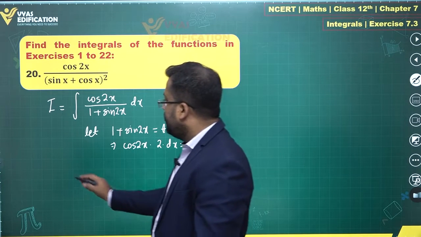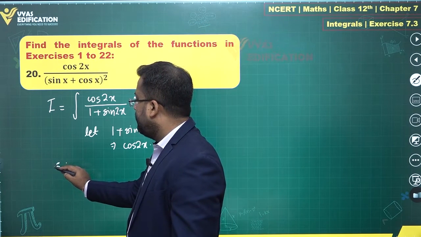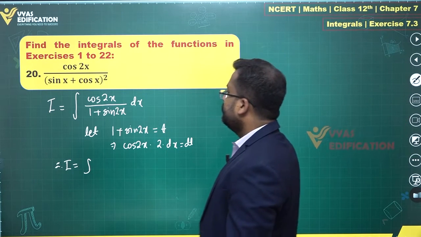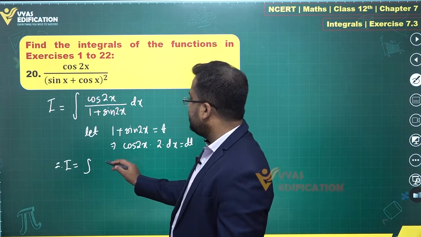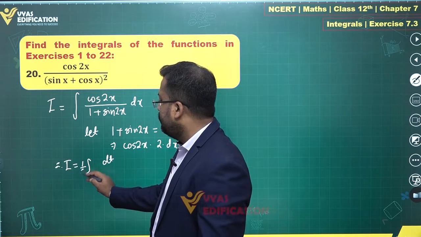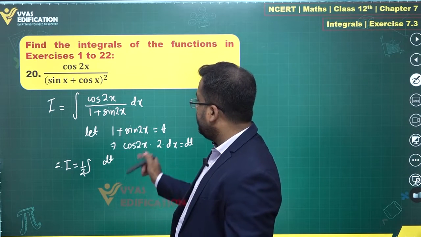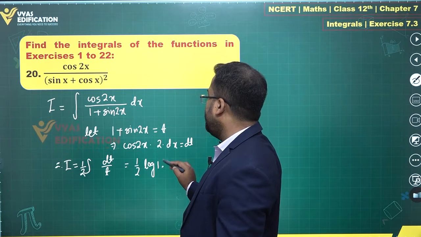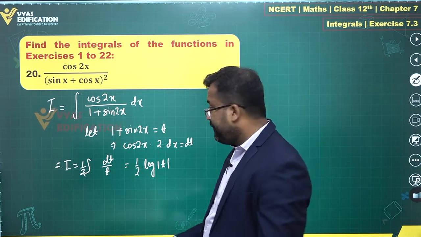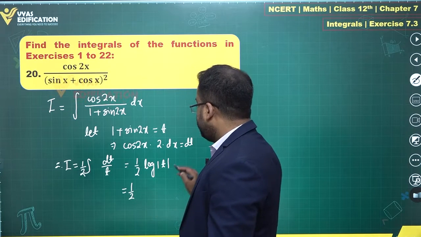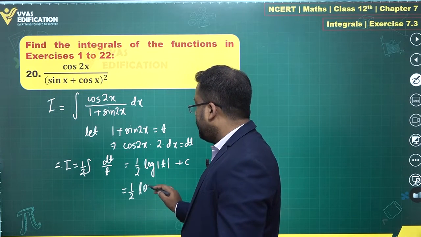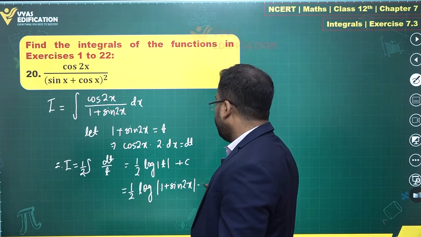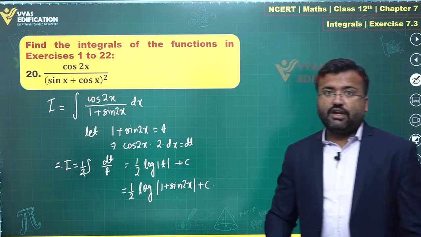Using the substitution, I becomes equal to the integral of cos 2x times dx, which is dt upon 2, and 1 plus sin 2x is t in the denominator. This is 1 by 2 log of mod t. Obviously, there is a plus constant of integration. This converts to 1 upon 2 log of mod 1 plus sin 2x plus constant of integration. This is what you get.